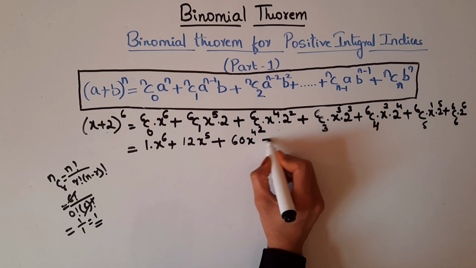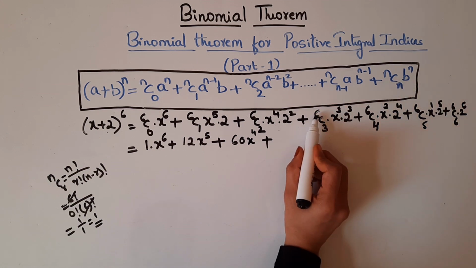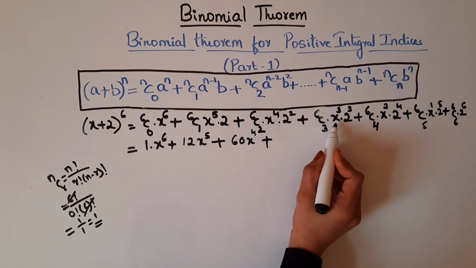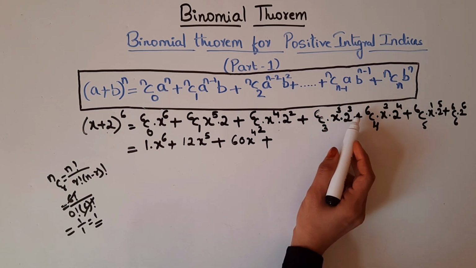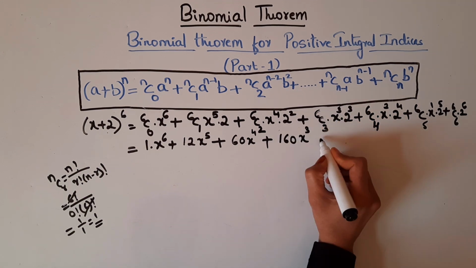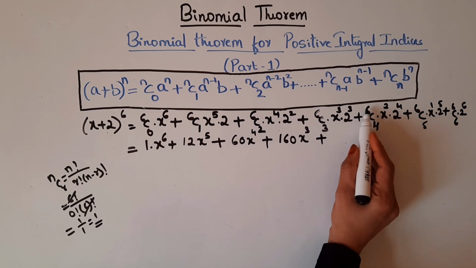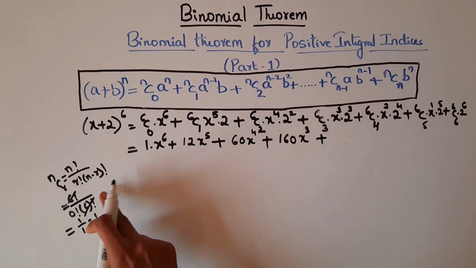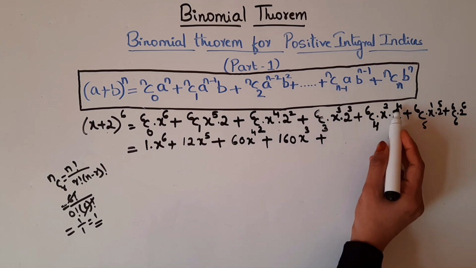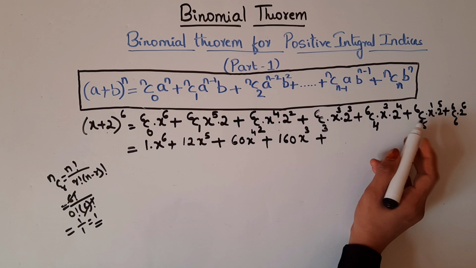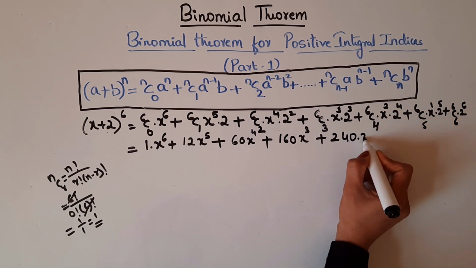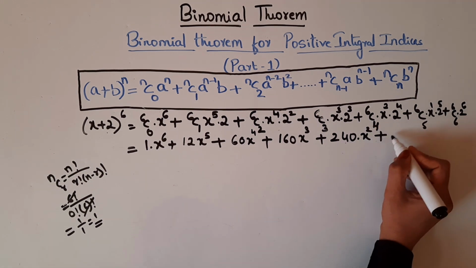You will do this part by yourself, okay. So what is 6C3? So 6C3 is 20. 20 into 2 cube, 20 into 8. So 20 into 8 is 160. So x^3 plus 6C4. What is 6C4? So when you put this formula, you will get 6C4 as 15. So 15 into 2^4. What is 2^4? 2^4 is 16. So 15 into 16 will give you 240 into x^2 plus 6C5.